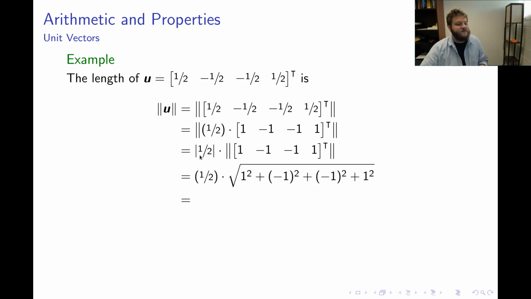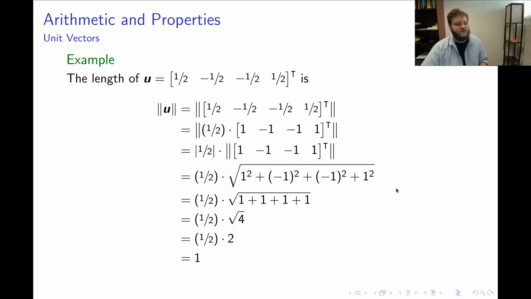Well, of course, the absolute value of 1/2 is just 1/2. And to calculate the length of this other vector, I sum the squares of all of those coordinates and take a square root. When I simplify my arithmetic here, I end up multiplying 1/2 times the square root of 4, which of course is 1/2 times 2, which is 1. So this vector is indeed a unit vector.